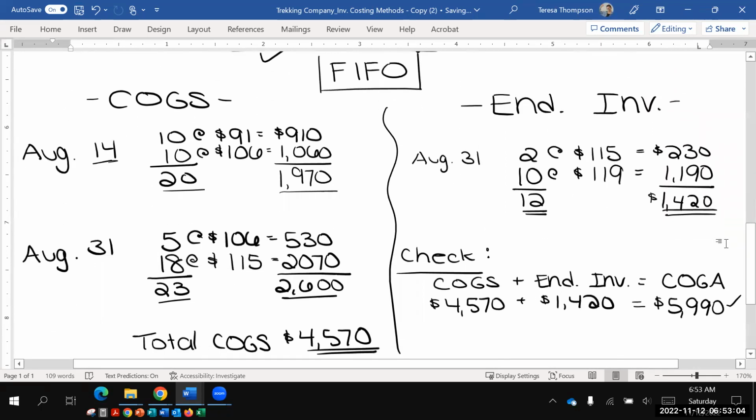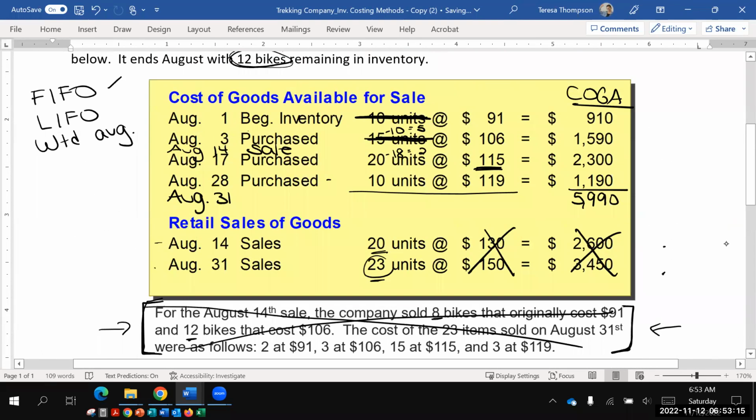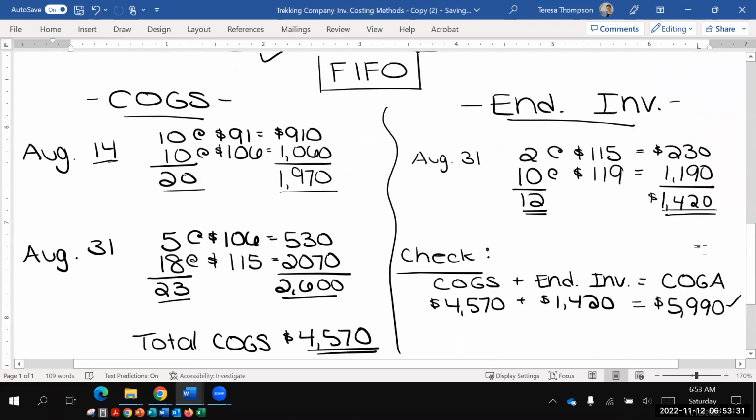All right, so that was FIFO. So we had to calculate cost of goods sold and ending inventory using the first in, first out cost flow assumption, which means that for all of your sales, you started with your very first purchase or items available and you just went down, right? Like in chronological order. Okay, that's the first in, first out method, not too bad. In the next video, we'll illustrate the LIFO or last in, first out method using the same data for the trucking company.